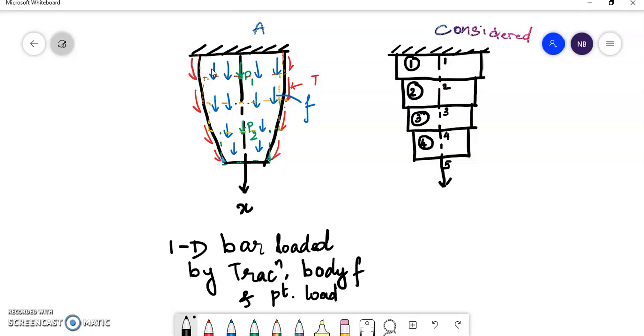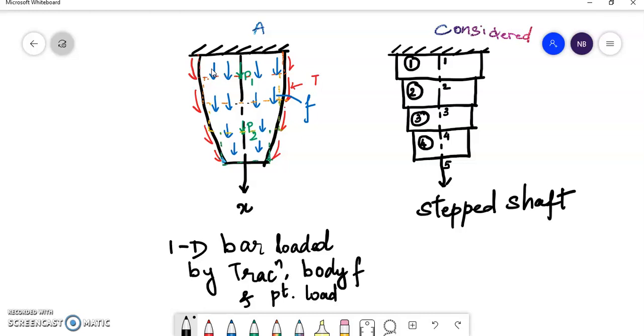It is convenient to define a node at each location where a point load is applied. That is why this node 2 is coinciding with the point where P1 is applied. Similarly, node 4 is coinciding with the point where P2 is applied. So this is my stepped shaft.